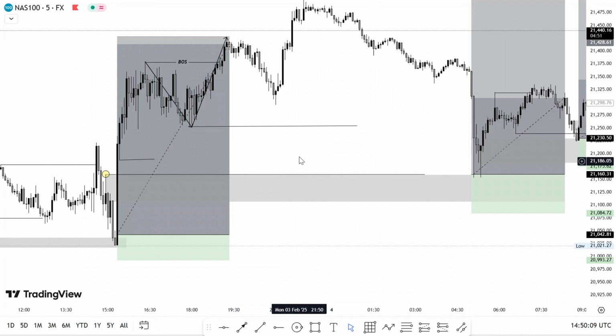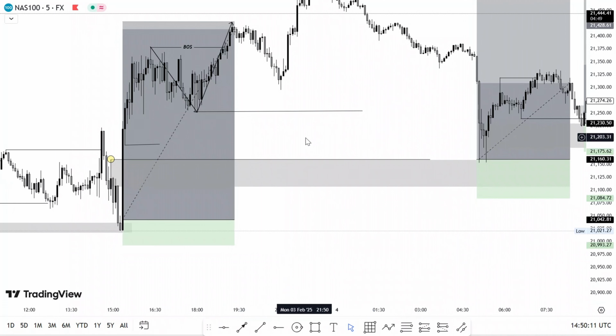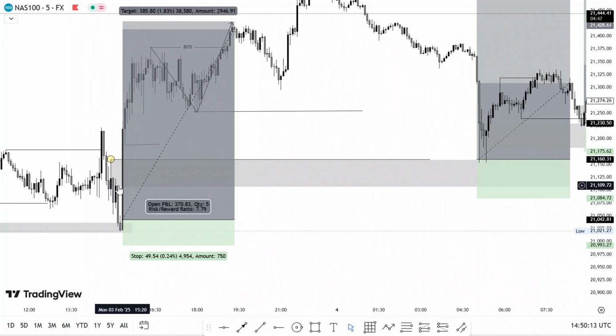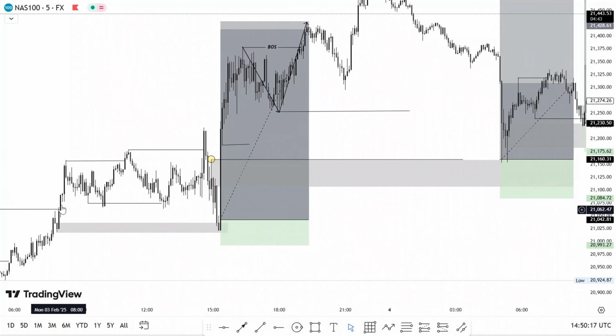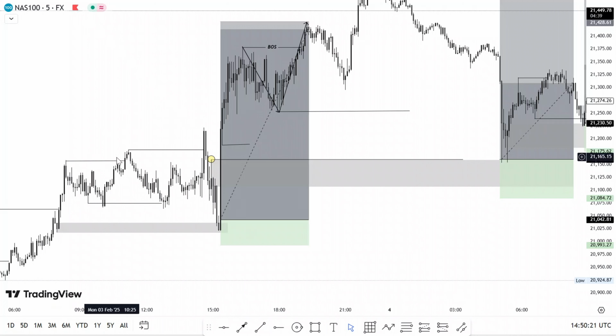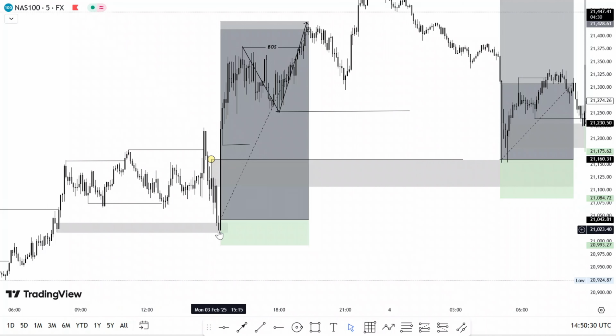So the next unmitigated level is actually this available order block. So you can see that before the break of structure, we have an available order block. The market broke structure, gave us a break of structure pullback before actually coming back to tap into this order block and then going up.